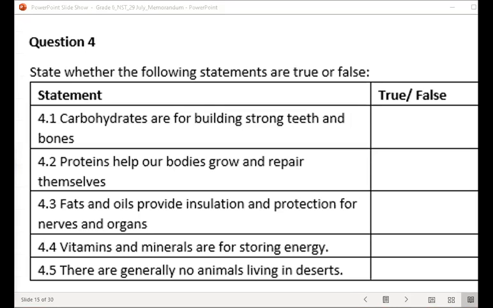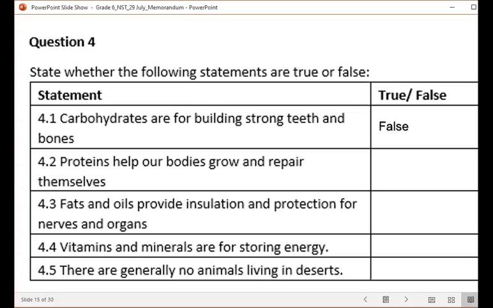So I see most of us are saying false, false. Adeline says true. False, false, false, false. And yes, guys, it's false. Carbohydrates. Okay, you guys can go find out what carbohydrates are good for, because the answer is false.